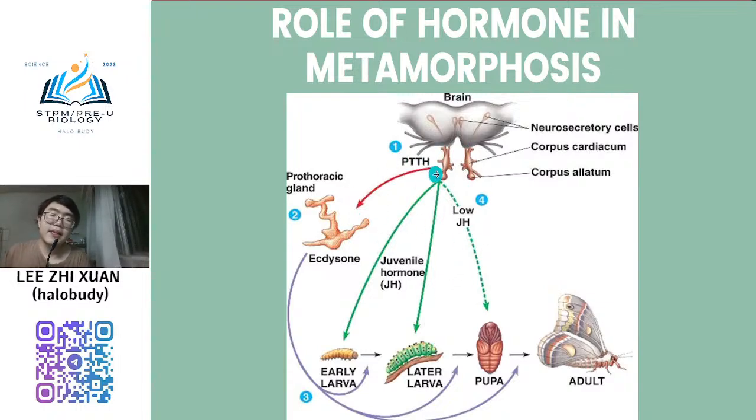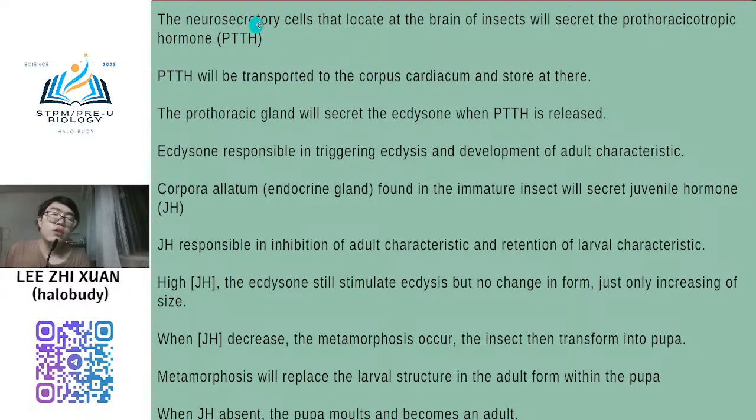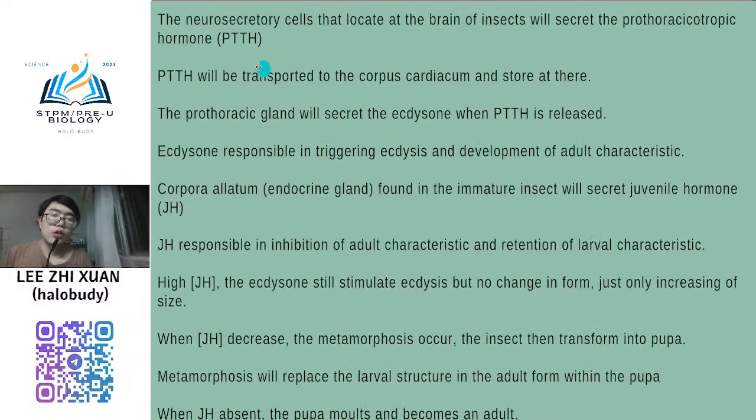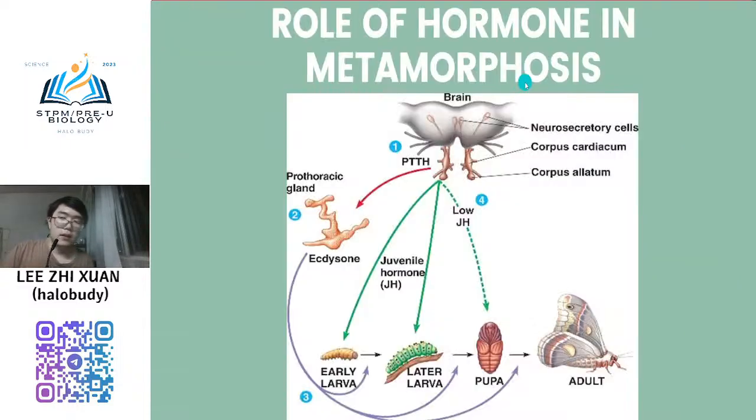So for PTTH, the first step is that the neurosecretory cell will secrete the PTTH hormone. The neurosecretory cell is in the brain of the insect. You can compare it to the pituitary gland in humans, but you cannot say pituitary gland for insects, just imagine it like a pituitary gland. So the brain of the insect contains neurosecretory cells that stimulate the secretion of PTTH. This PTTH will be transported to the corpus cardiacum first and stored there.